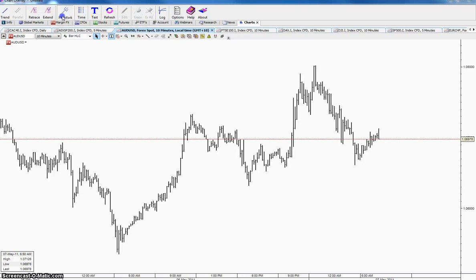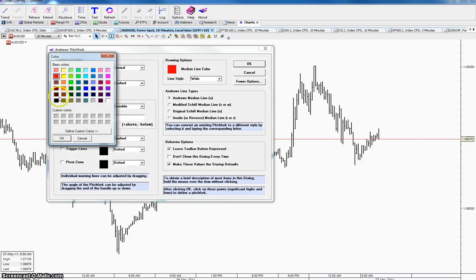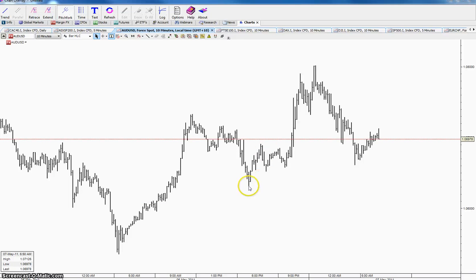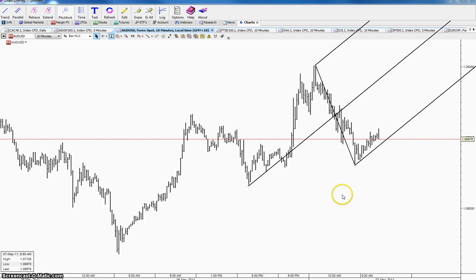erase, get a new fork, make it black, and the last three sensible swing points. Okay, we get a bit of a retest there. Price seems to be respecting this line, seems to be going up, but it's not retreating from, or it's not running away from the support line. It's not running towards the median line, so that's a bit of a worry in itself.